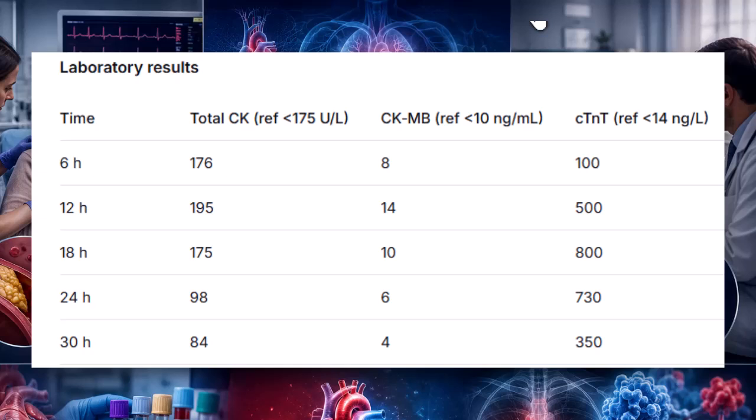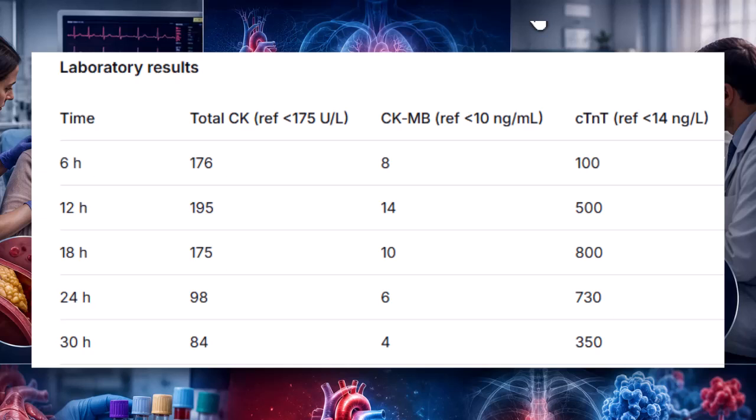At 18 hours, total CK was 175 units per liter. CKMB was 10 nanograms per milliliter. Troponin T was 800 nanograms per liter. At 24 hours, total CK was 98 units per liter. CKMB was 6 nanograms per milliliter. Troponin T was 703 nanograms per liter. At 30 hours, total CK was 84 units per liter. CKMB was 4 nanograms per milliliter. Troponin T was 350 nanograms per liter.